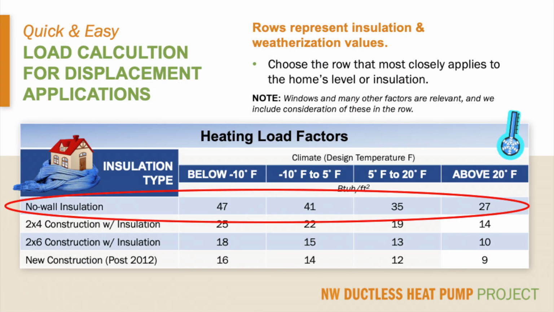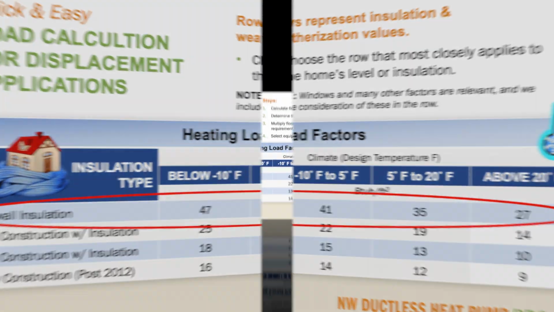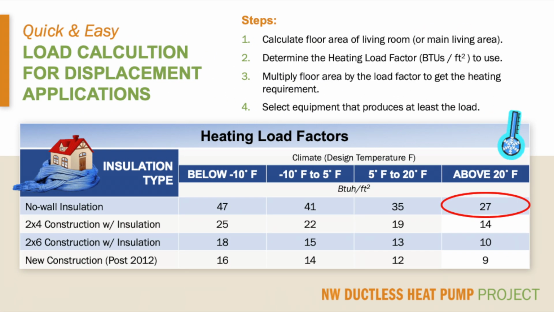Next, we identify the row that applies to the home. The rows represent several typical insulation levels found in homes. Choose the line that best applies, and it is okay to be conservative. For example, if part of the main living area has insulation and part does not, choose no insulation and just go with that. Once you have identified the row and column that apply to the home, then we know the load factor to use in our calculation. And we simply multiply the load factor by the floor area of the main living space, and we will have our heating requirement.